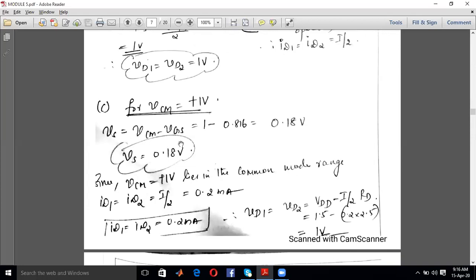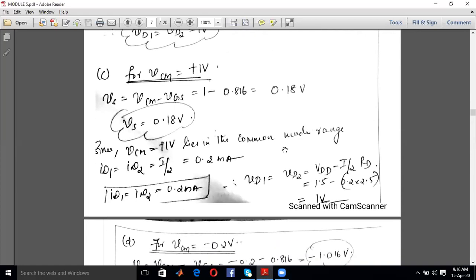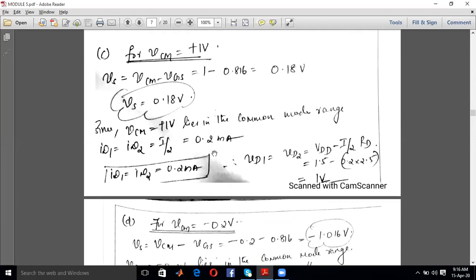So simply substitute for Vs. What is Vs? Vs is equal to VCM minus VGS. Now VCM is 1. So 1 minus 0.816 will get you 0.18 volt. As this is in the common mode range, again the two currents will be splitting equally. So ID1 is equal to ID2 is equal to 0.2 milliamps, no change. Then you can find VD1 and VD2. Again, that is going to be the same. There is no change for that, because I by 2 is 0.2 only, as in the previous case.